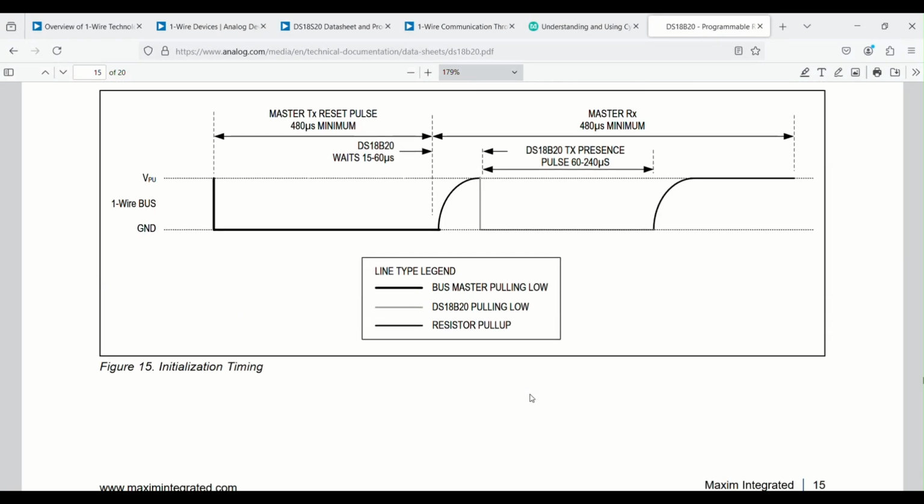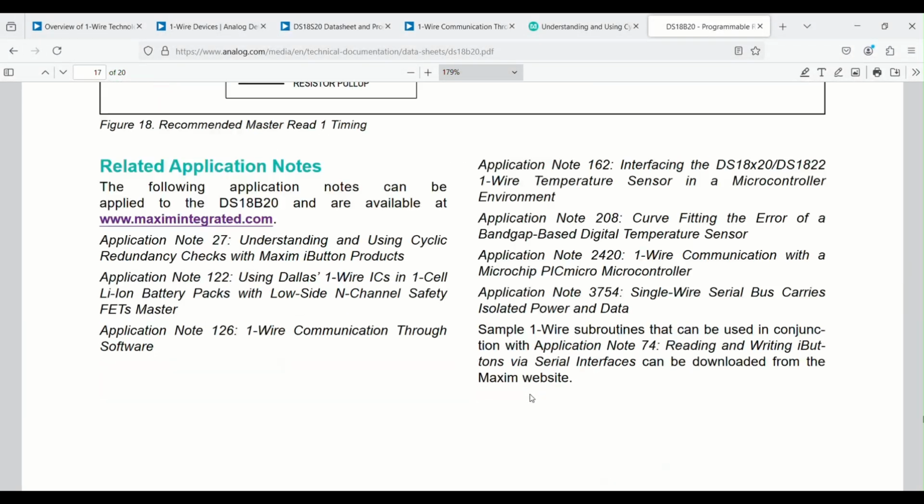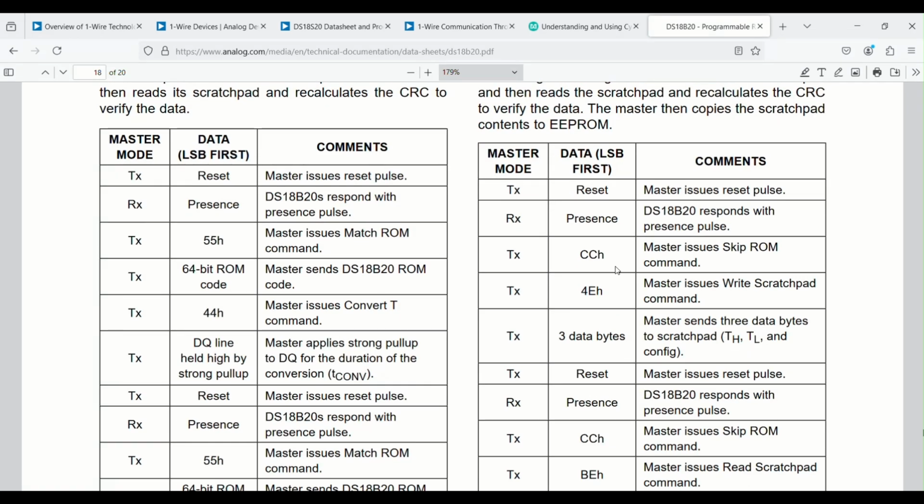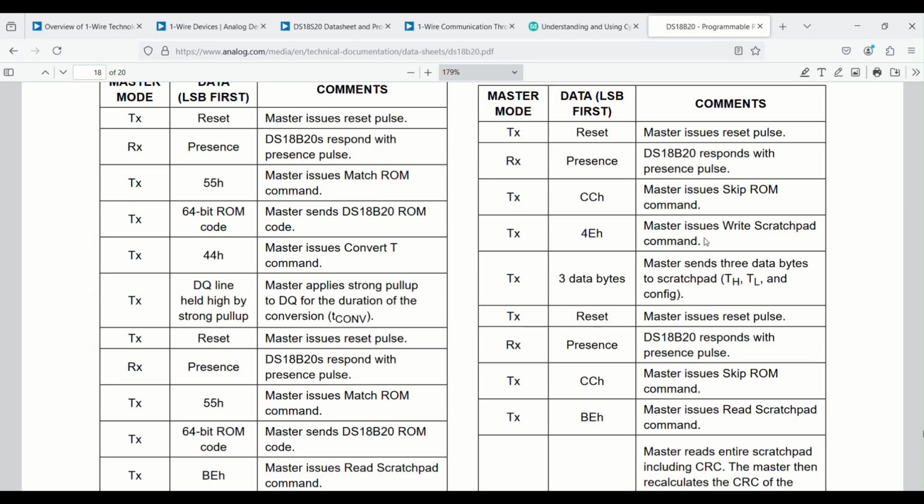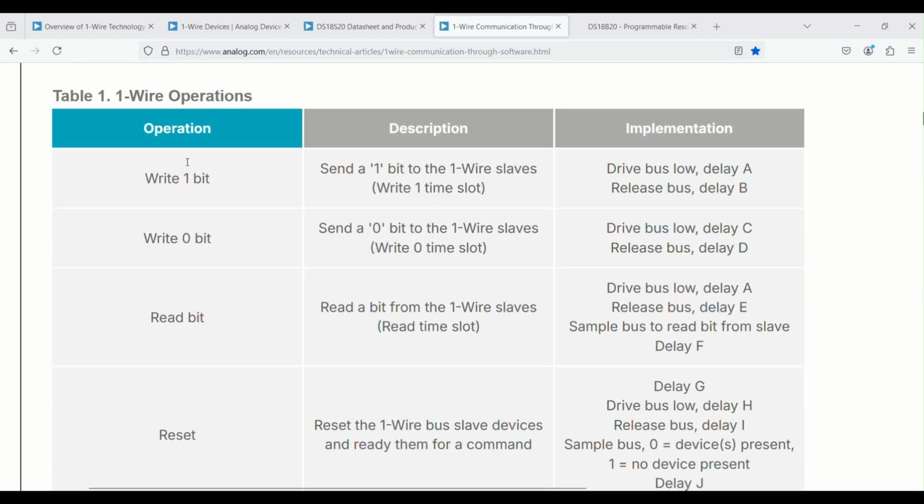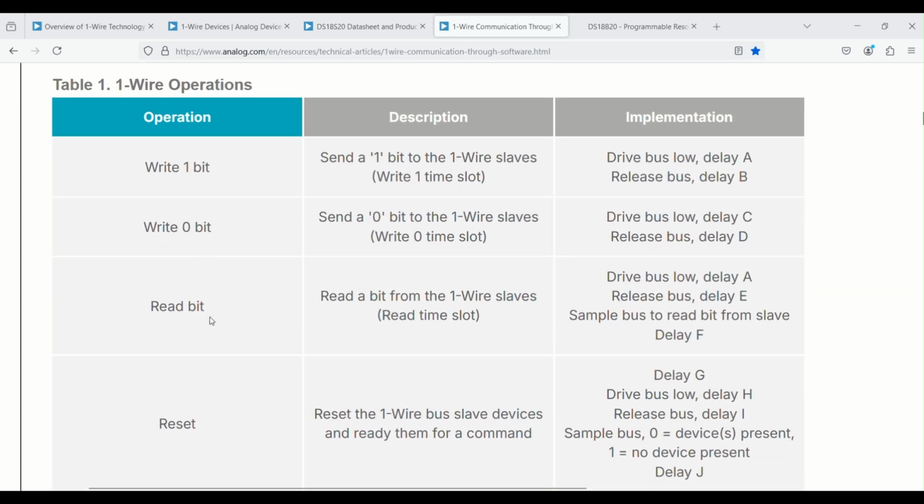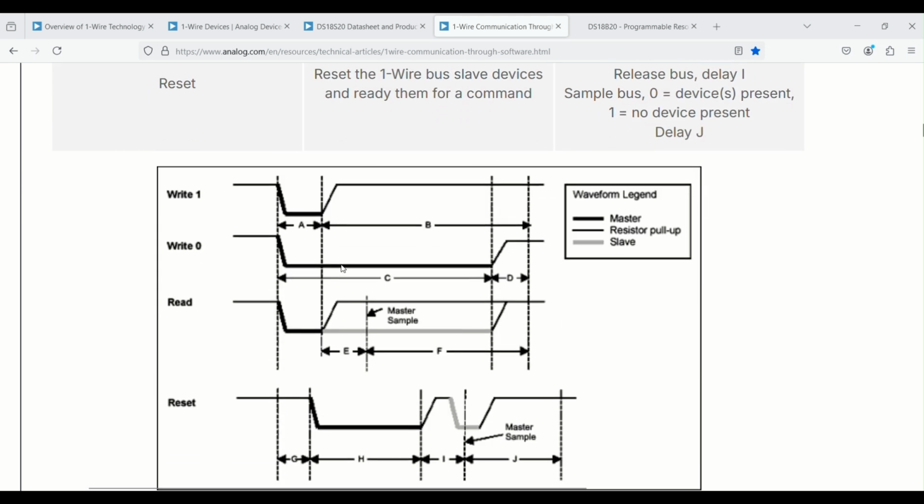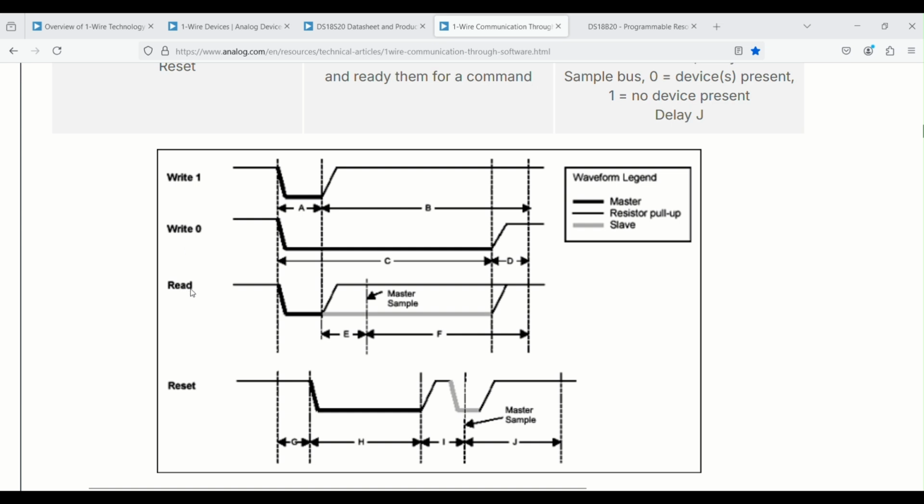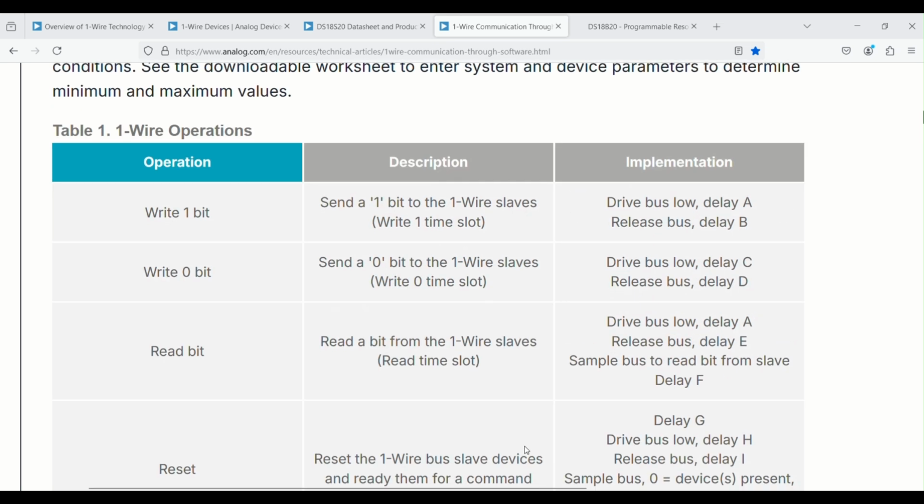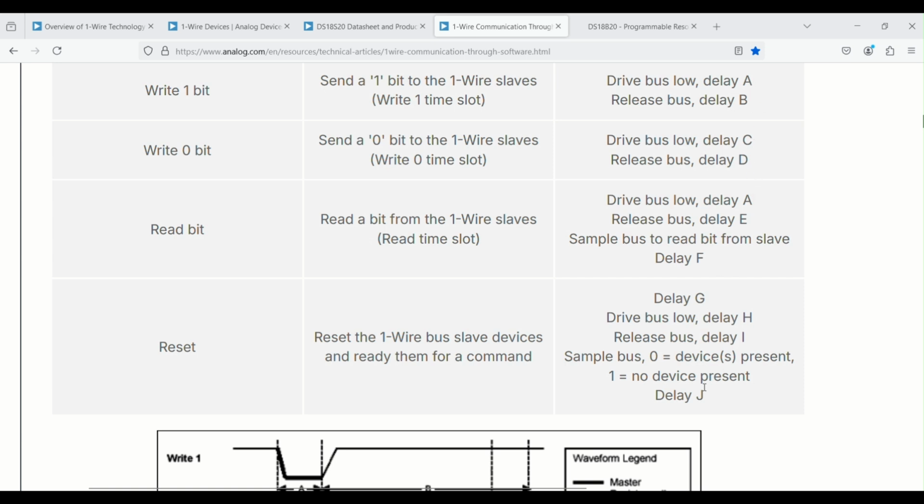Next up, let's have a look at the timing diagram for writing, reading, and reset. It's pretty simple, not much difficult to understand. You have A, B, C, D, E, F, I up to J, simple delays that need to be followed for a proper 1-0 writing, reading, or reset and presence. So it's self-explanatory, no need to explain much. For 1, you need to pull the DQ pin low for A time, pull it high back for B time, and we'll be following standard speeds, so that would be in microseconds, whatever is recommended.